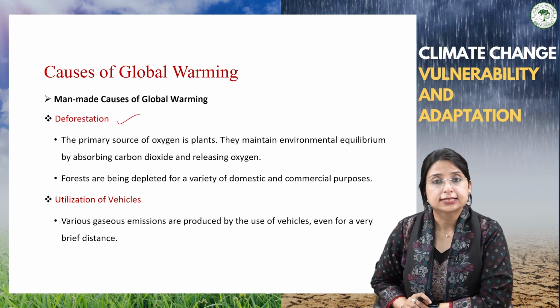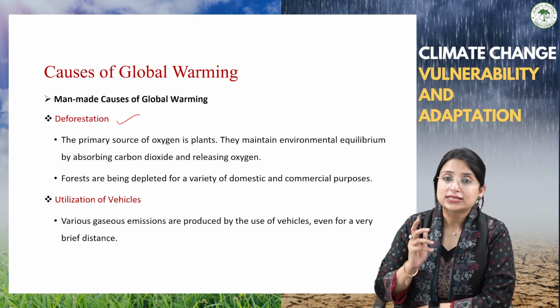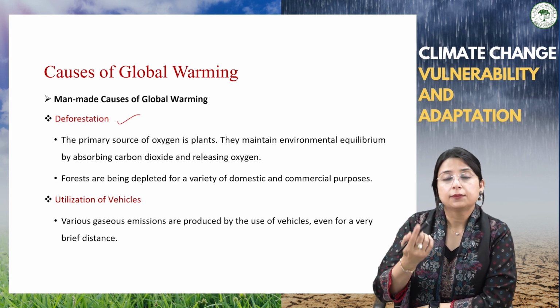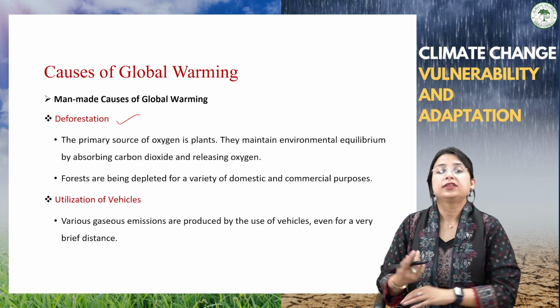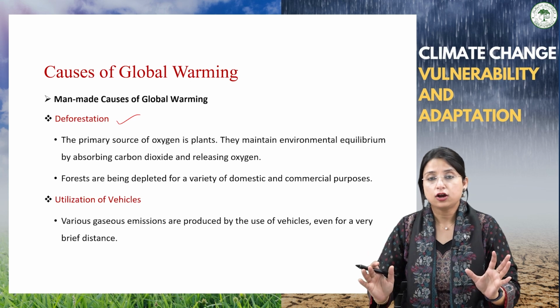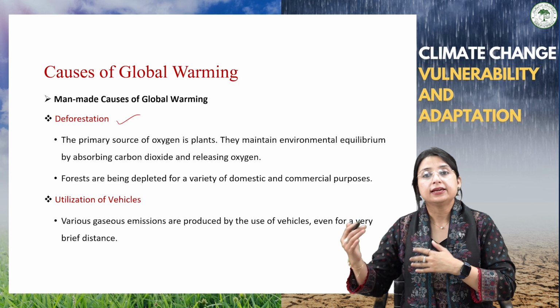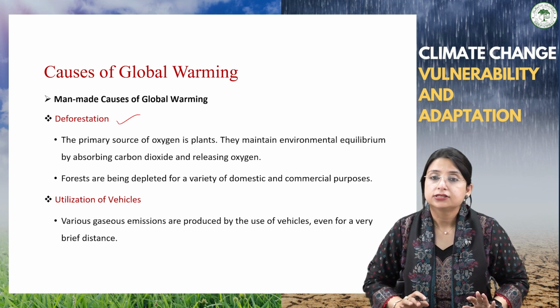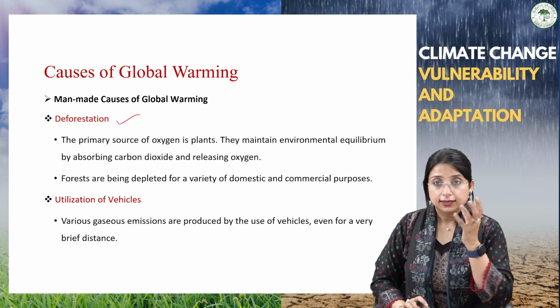Deforestation, we know forests are regarded as the primary carbon sink. They sequester, they take out carbon from the atmosphere. So, if their cover is decreased, the area of carbon sink will decrease, and there will be an increase in the content, in the volume of carbon dioxide.